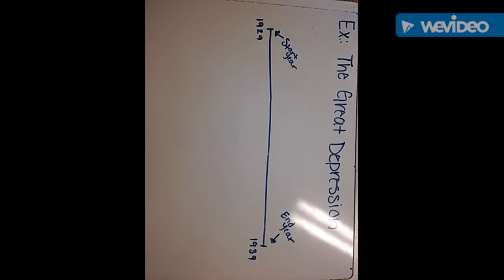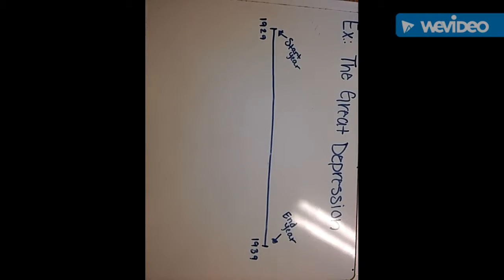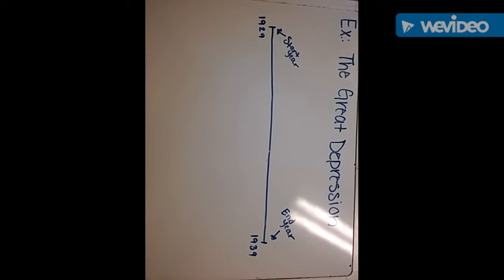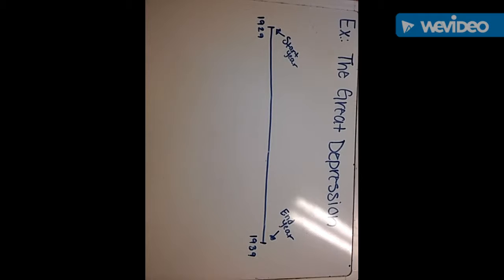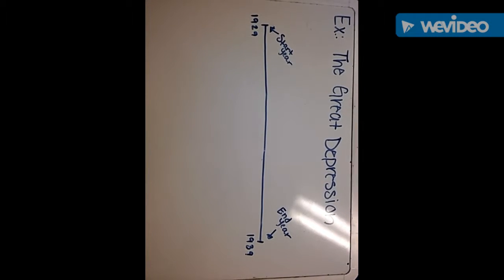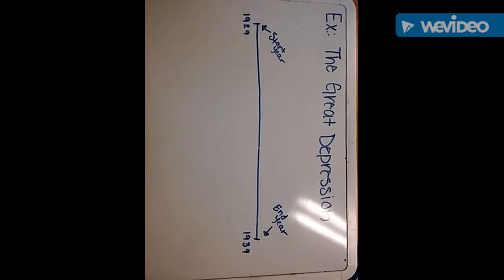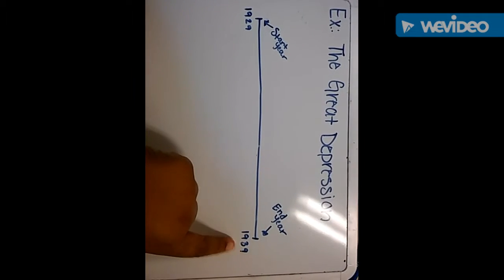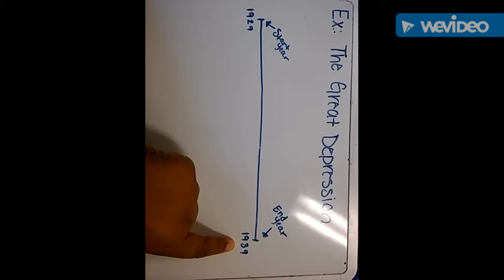When you're first starting your timeline, you want to find out the year your event took place and the year it ended, because your timeline always begins and ends with that information. Because our example is the Great Depression, and the Great Depression took place between 1929 and 1939, our start year on our timeline will be 1929, and our end year will be 1939.